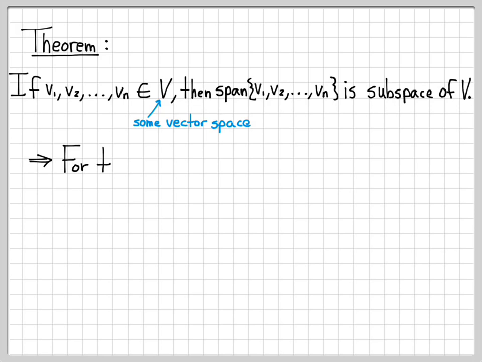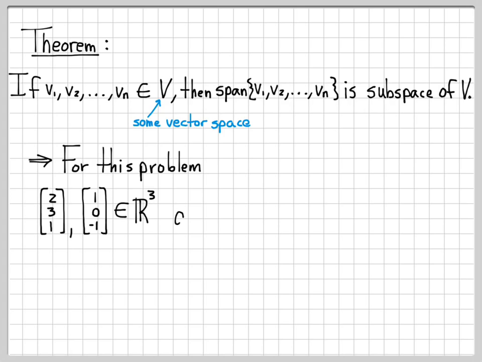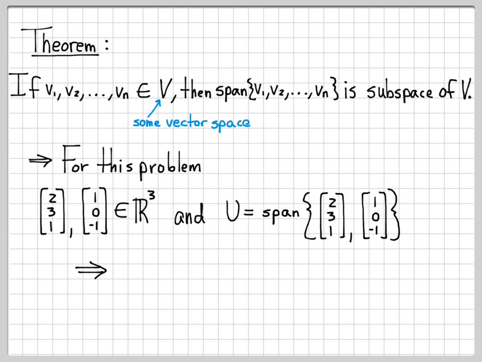So what does that mean for this problem? We established that we have two vectors in R3. Those vectors were 2, 3, 1 and -1, 0, 1. They're in R3. And we were able to show that U is the span of those two vectors, just like it says in the theorem. So that means that U, by this theorem, is a subspace of R3.